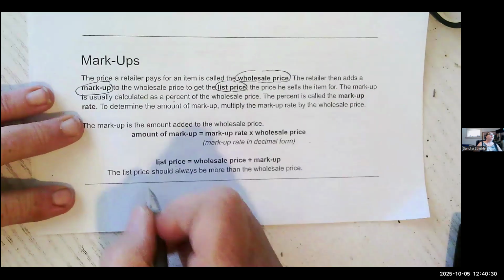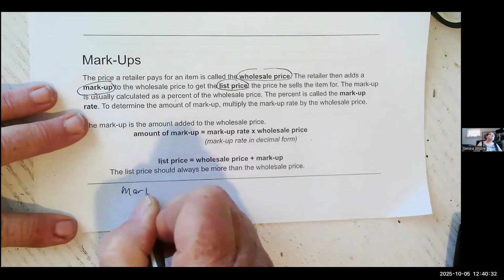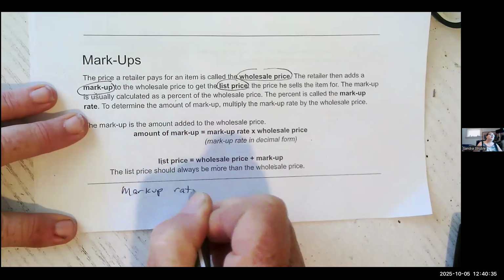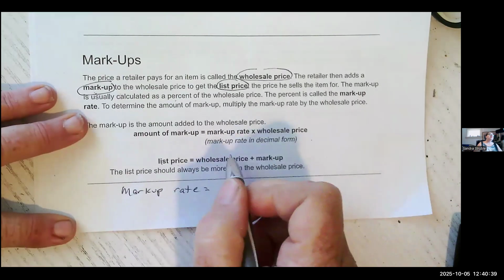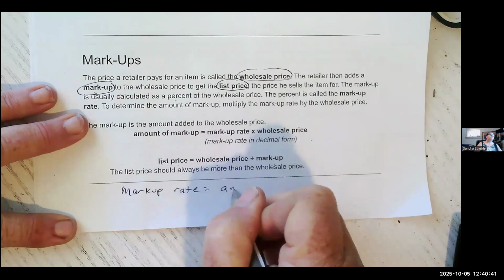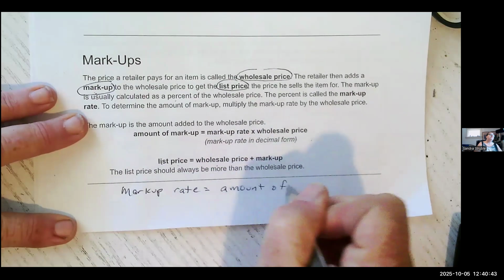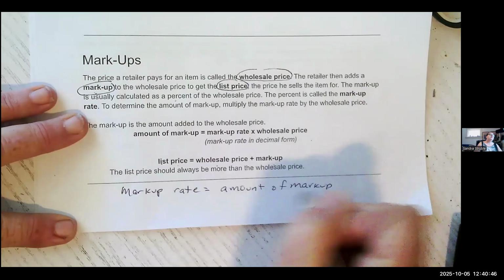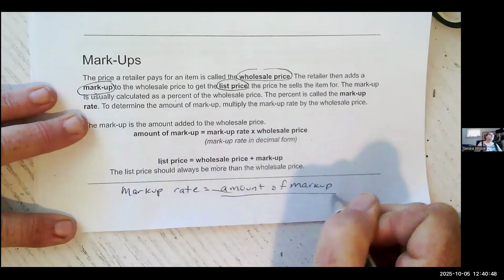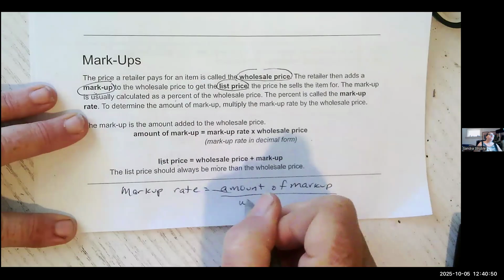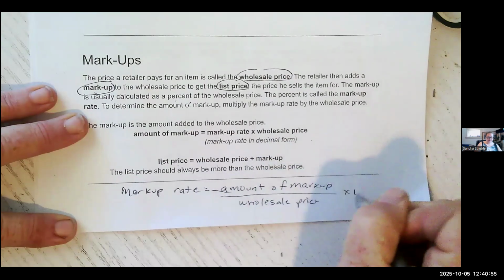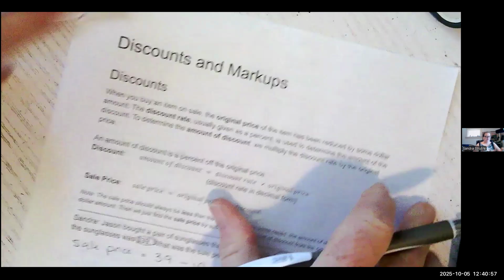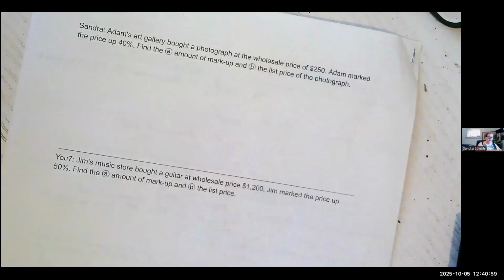And if we're finding the markup rate, it's the same thing as part divided by whole times 100. That markup rate is going to be the amount of the markup divided by the wholesale price times 100. All right, let's do this.